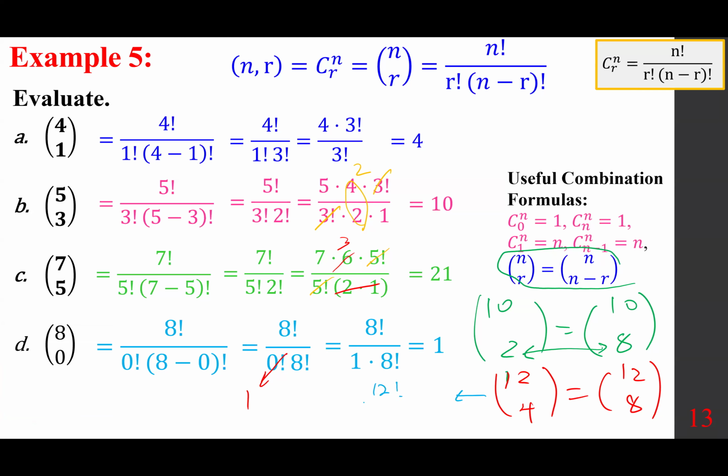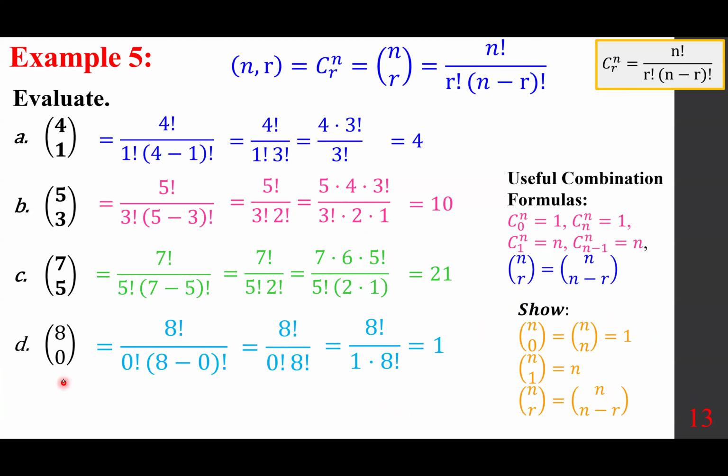How do you write it? 12 factorial over 4 factorial times 8 factorial. How do you write this one? 12 factorial over 8 factorial times 4 factorial. So the denominator is the same, just the commutative property of multiplication. I'm going to erase these and I'll give you a few more.